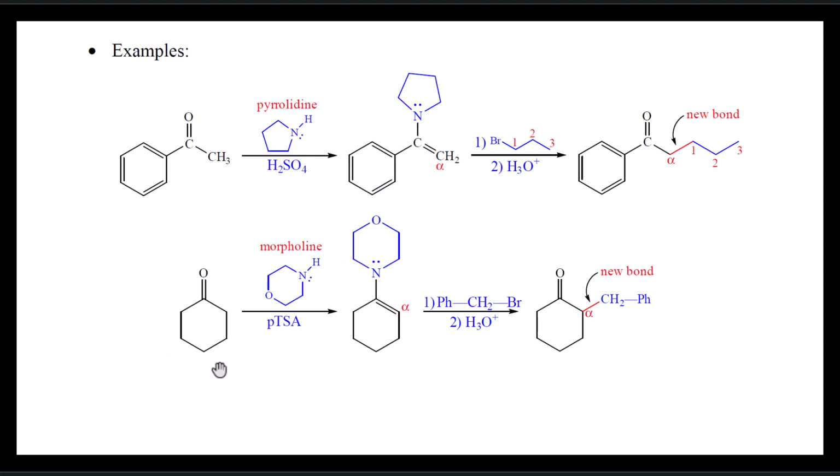Here's another example using cyclohexanone. In this case, we're using another common secondary amine, morpholine. Morpholine plus PTSA forms this enamine. Morpholine is used very often because it's a little bit more polar, and so the enamine intermediates tend to be a little bit more soluble in polar solvents. Our alkyl halide in this case is benzyl bromide. We're going to get a bond between the alpha carbon of the enamine and the CH2 of the benzyl bromide. That would be this bond. And then we're going to hydrolyze and get a C double bond O back.